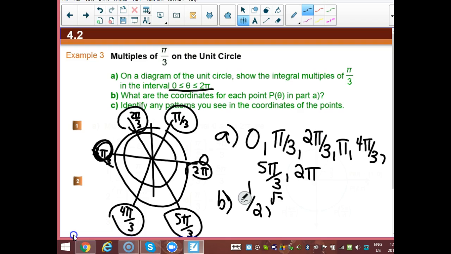Do you always start at 0? Is that what you said? Yeah, we'll include it, yeah. So the point for him is 1 and 0, right? This one is 1 and 0. This guy is a half and root 3 over 2. And then we just keep going. Okay, so we have that information on our unit circle.